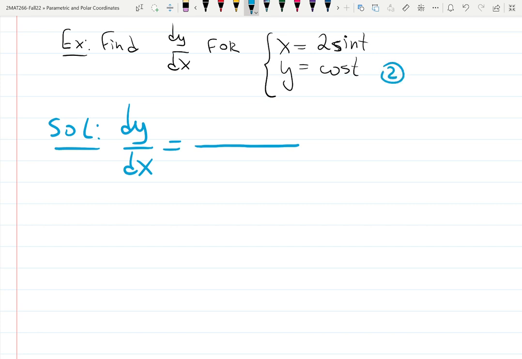I'm trying to point this out, it's a very important part: the second equation. The derivative of cosine t is negative sine t. The derivative of 2 sine t is 2 cosine t.